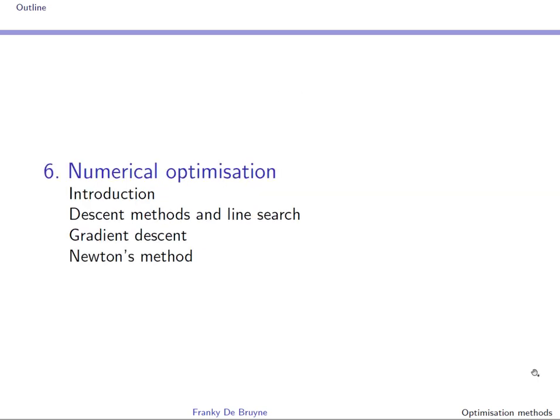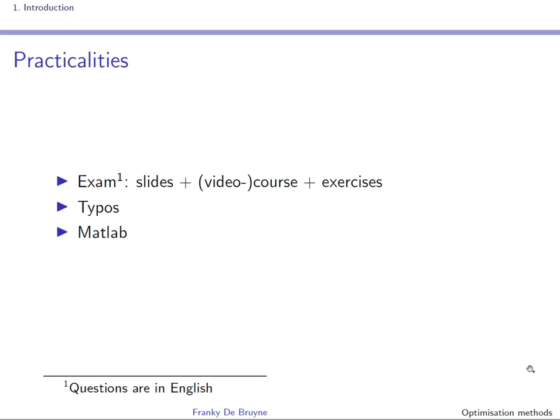Section 6 gives an introduction on numerical or iterative optimization for unconstrained problems. This section will be used in the teaching unit System Identification. The exam is a closed book examination with exercises and theoretical questions. The theoretical questions will mainly focus on the last section on numerical optimization.